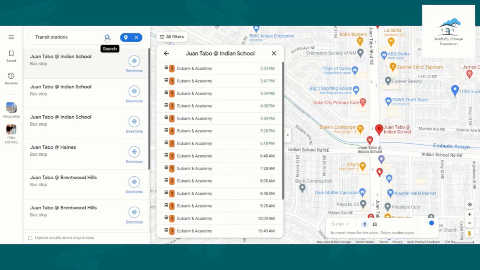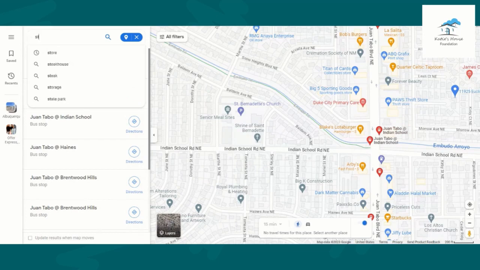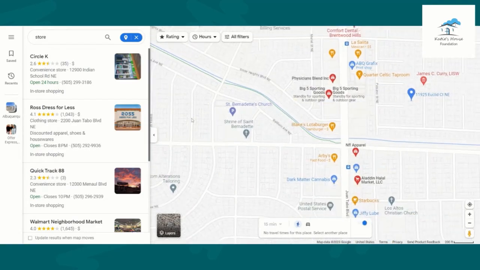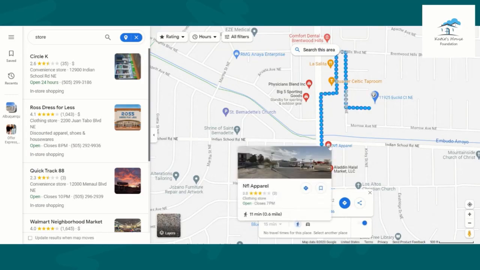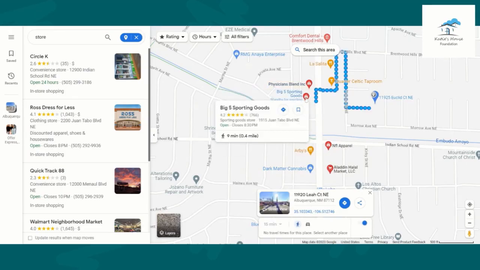Okay. And so the other thing that I like to take a look at is I will go here and I will put in a store. Just type in store. And so I'm trying to understand where they can get milk and bread. And so here's the house. And looking about how far any of these stores are. So that Big 5 would be maybe a place where the people could work.